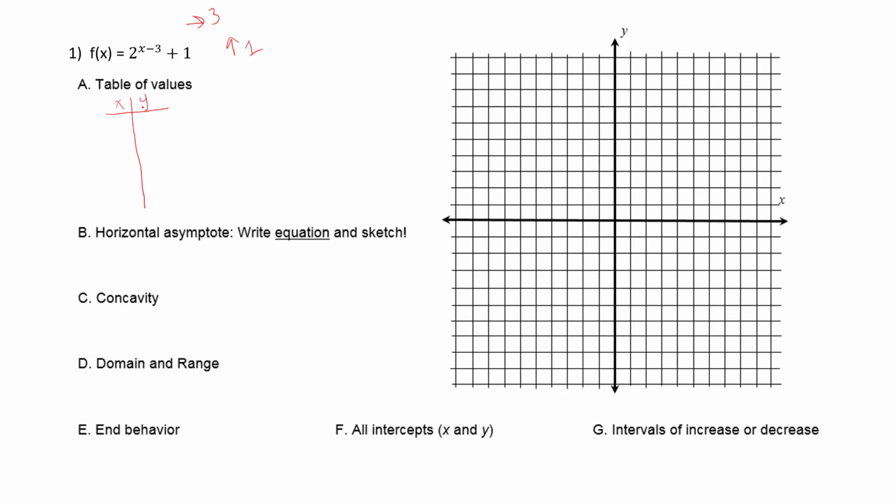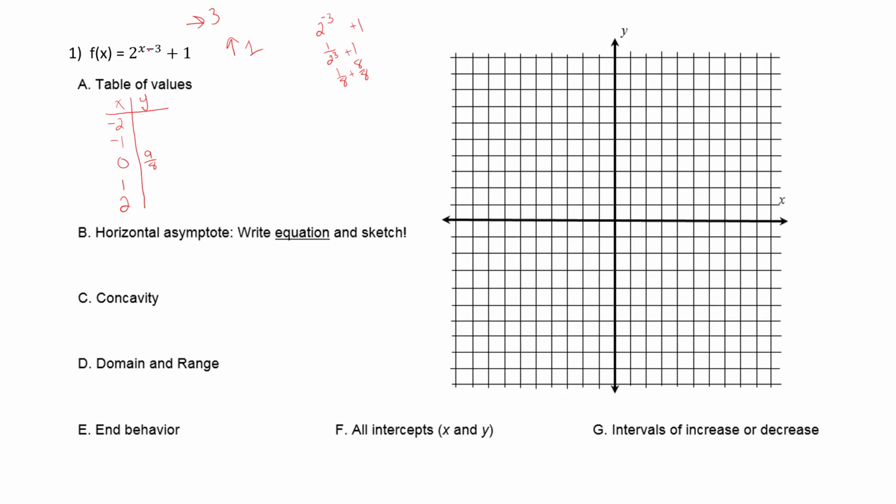So let's fill in our x and y's, and we always use -2, -1, 0, 1, and 2. And out of habit, I always start with 0 as my first x value. 0 minus 3 is -3, so 2 to the -3rd power plus 1. Well, 2 to the -3rd power is the same thing as 1 over 2 to the 3rd power plus 1, and 2 times 2 is 4 times 2 is 8. 1 over 8 plus 8 over 8 gives me a 9 over 8.